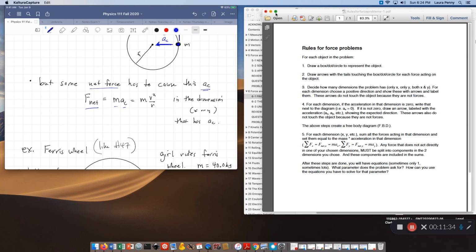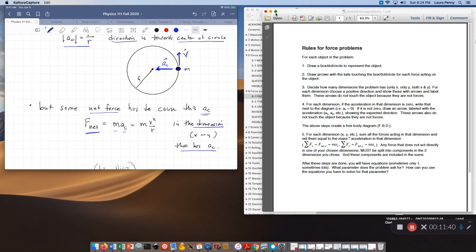Now this is just the F net in the dimension that has the a_c. So this object here is moving around in a circle as we look at it from this dimension, but it could be that if we looked from the bottom, it might also have some gravitational force moving perpendicular, say, into this board.